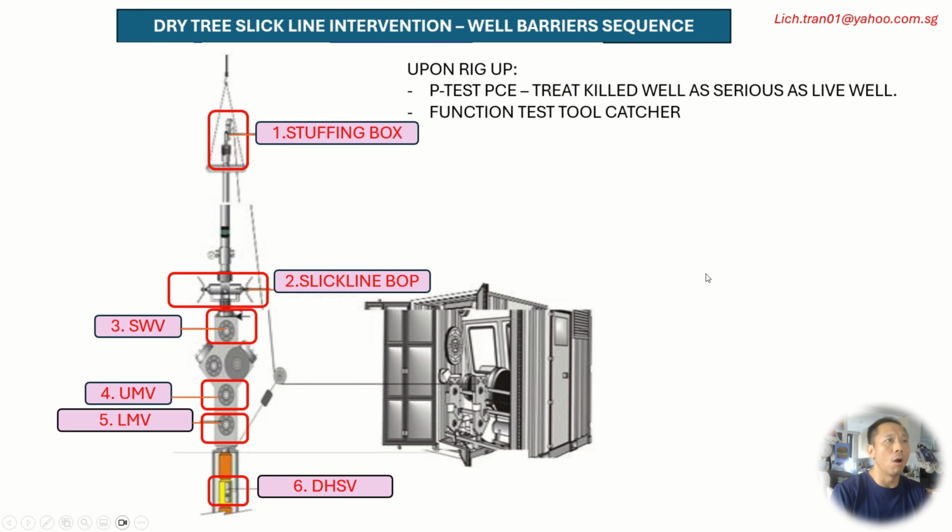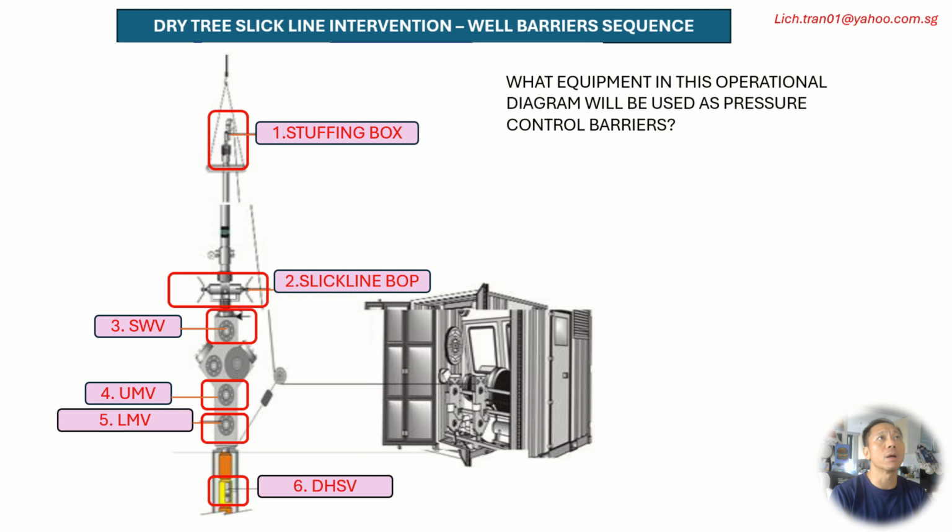All right, now let's get straight to the problem here. Identify, among these pieces of equipment here, from the stuffing box, slickline BOP, the swab valve, upper master valve, lower master valve, and downhole safety valve, which ones will you use as pressure control barriers? All right? Will you use stuffing box? For sure. Will you use slickline BOP? For sure. Swab valve? Yes, but be careful you don't use it to cut the wireline or the slickline.